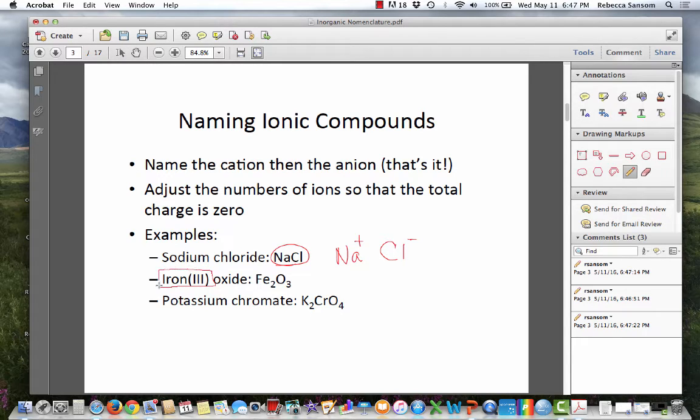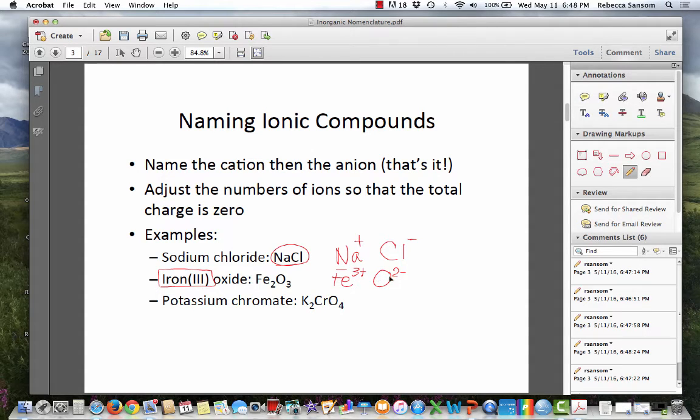Whenever you see a Roman numeral, you should recognize that that Roman numeral belongs to the metal and it tells you the charge. So when I see iron(III), I think to myself Fe3+. Because that 3 is telling me the charge on the metal cation. I see oxide, and I know that that's a regular element, oxygen, and it has "ide" on the end of it because it's become an ion. Oxygen's stable ion is 2-. So I've got an Fe3+ and an O2-.